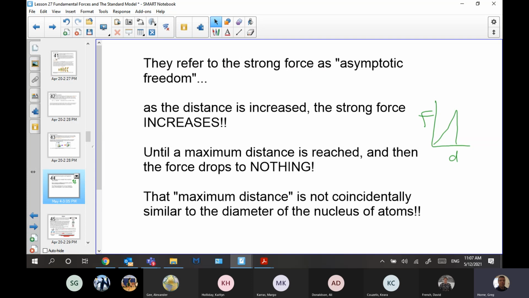And that distance is around 1.4 times 10 to the negative 14 meters, about 14 femtometers. That is not coincidentally about the average diameter of a nucleus. So nuclei are held together by the strong force. Any protons or neutrons outside of that diameter just don't have any force of attraction to them. So there's a link to the reality of the world around us, in chemistry class as well, because of this strong force property.